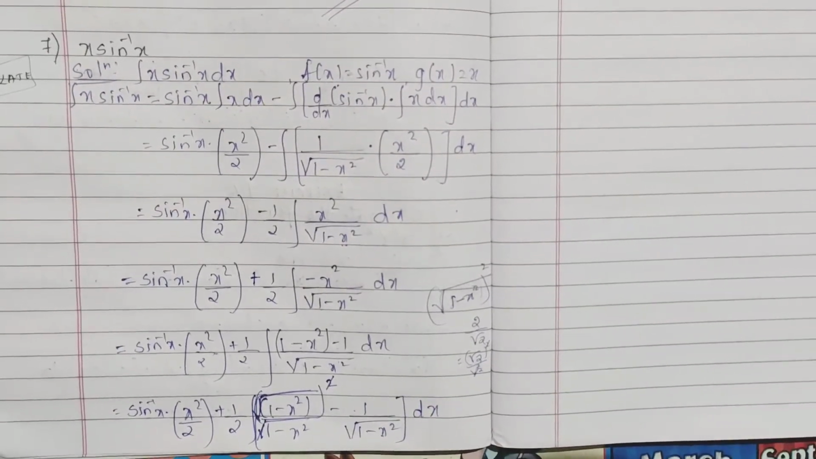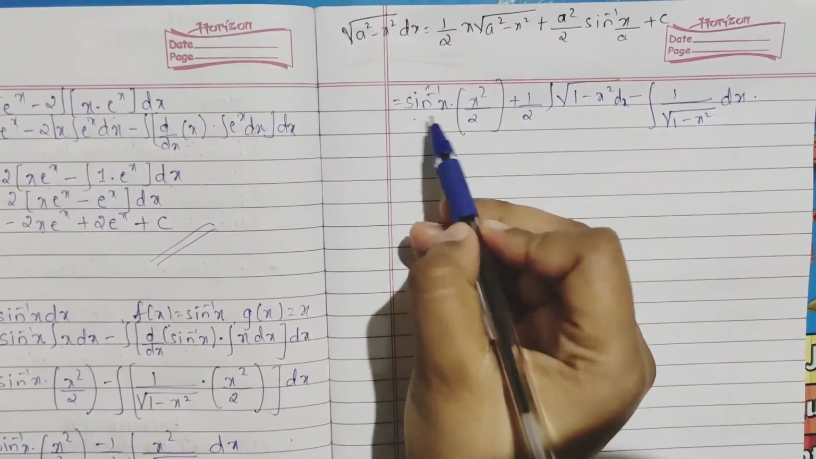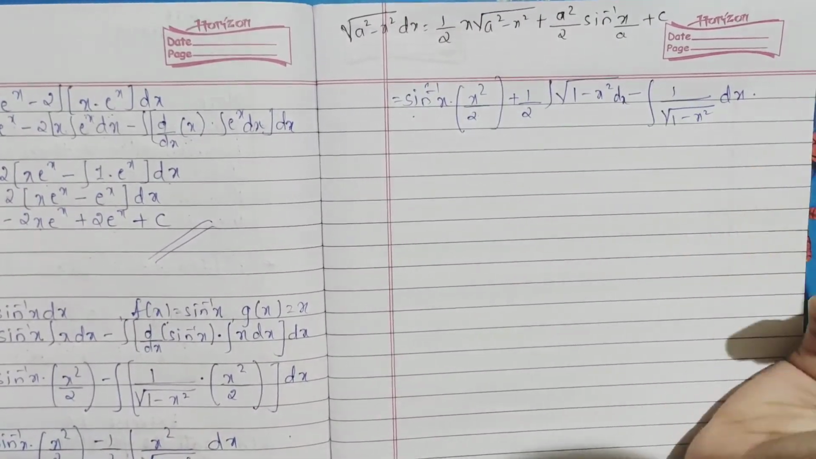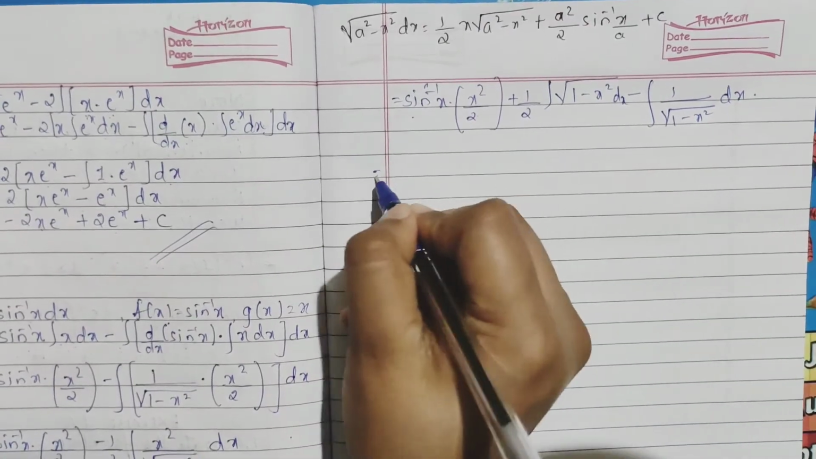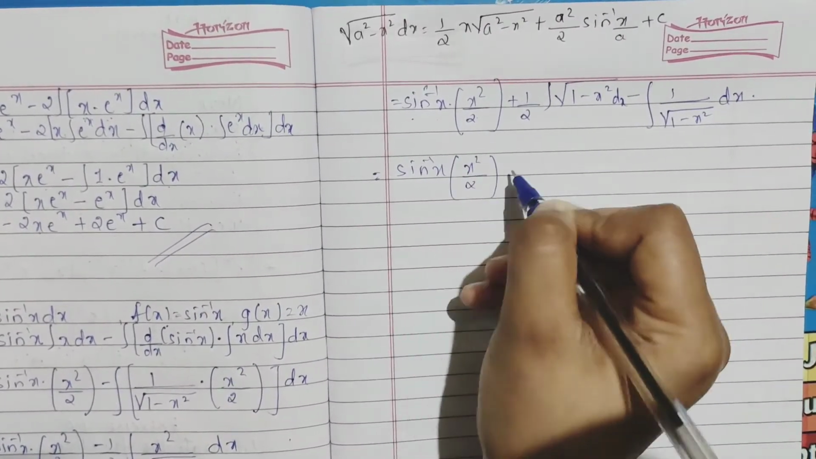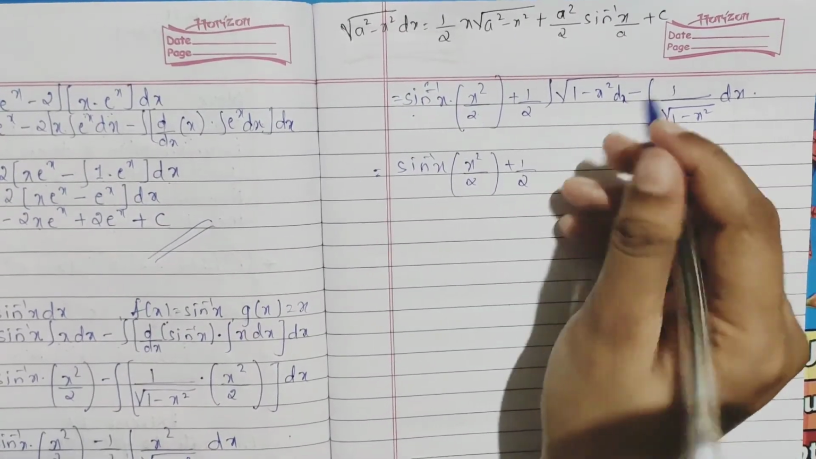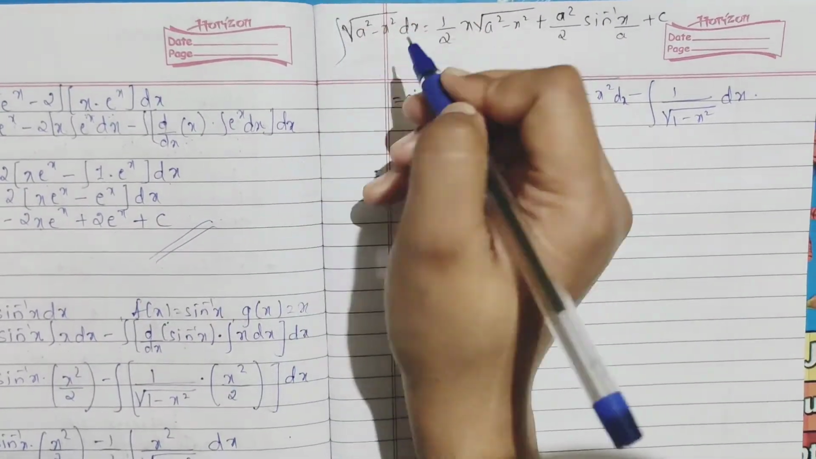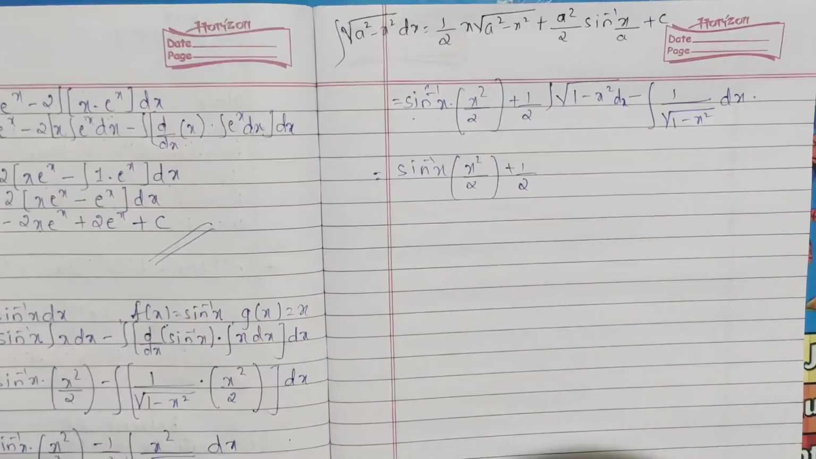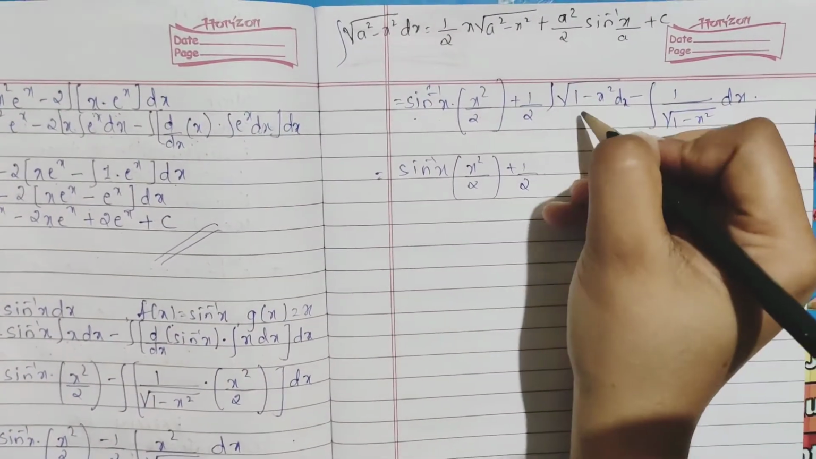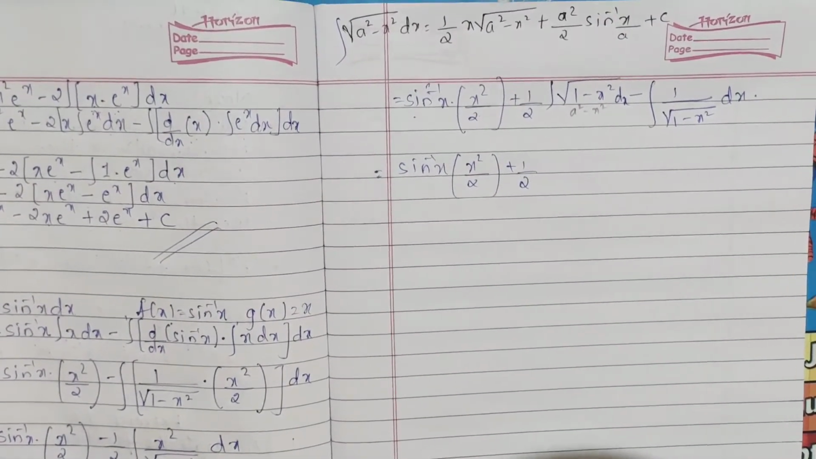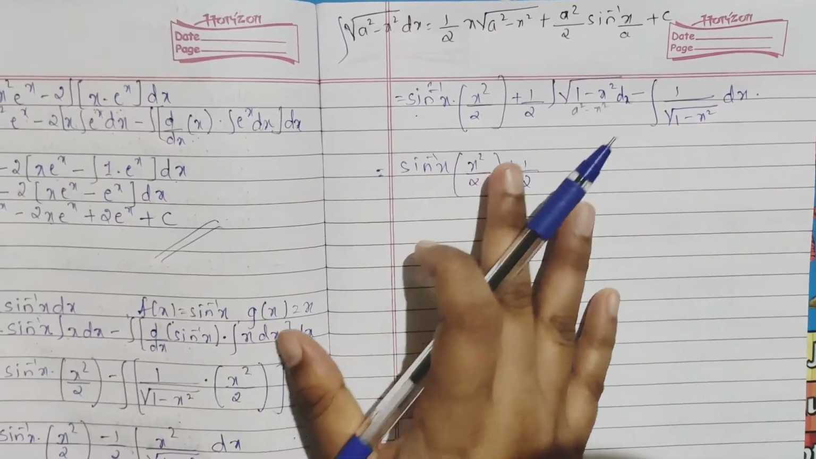Okay, so you will be getting like this, sine inverse x square by 2, plus 1 by 2, this is root of 1 minus x square dx minus 1 by root of 1 minus x square dx. Sine inverse x square by 2 remains as it is. Here we have one formula, that is root of a square minus x square. So 1 can take as your a only, right? This is as your a square minus x square, and its formula is there. This will come in your next part. So if you want, you can write this formula.